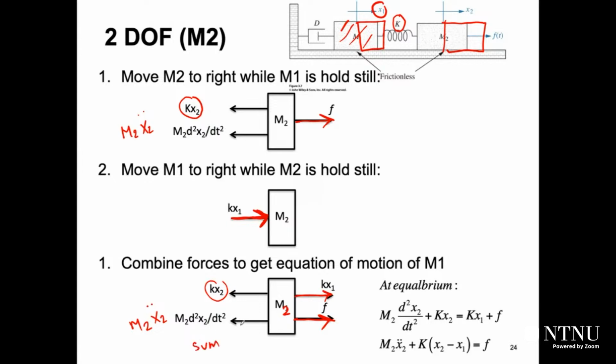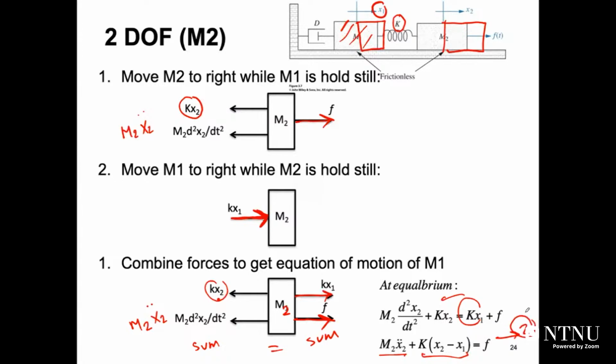Sum of forces acting to the left equal forces acting on the right. So it will be M2 x2 double dot plus K of x2 minus x1, right? We will just take this one to the other side. So it will be K multiplied by x2 minus x1 because we will move this one to the other side. So we need to multiply it by negative to ensure that it's still acting on the right, equal F. So this one will be equation number 2.